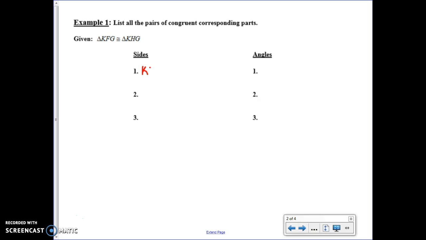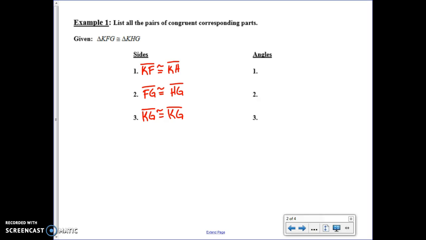KF is the first two letters of the first side, and then KH are the first two on the second triangle. So then FG is 2 and 3, and HG is 2 and 3. So those match up. And then my only other combination is K to G. So first to third is congruent to K to G. What do you know? Those are the same. Reflexive property.